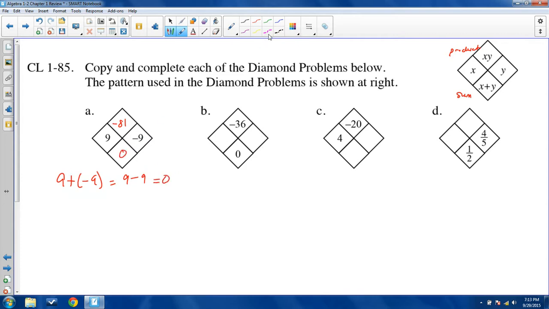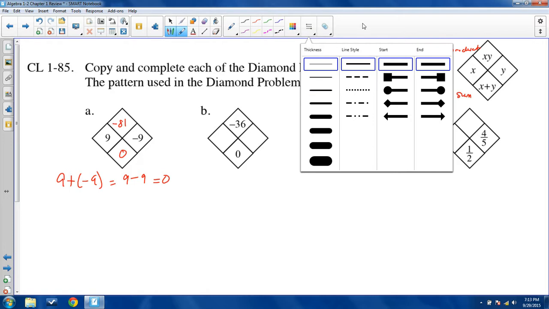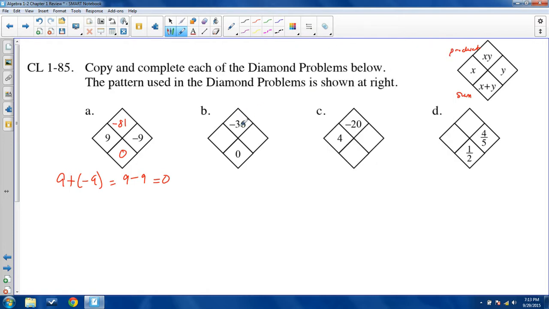Very nice. Letter B, this time I have the product and the sum. Now to find the 2 numbers, there is some trial and error involved in this, but this one actually is a little easier than most. But let me make sure I explain the process just in case you don't have this 0 on the bottom.